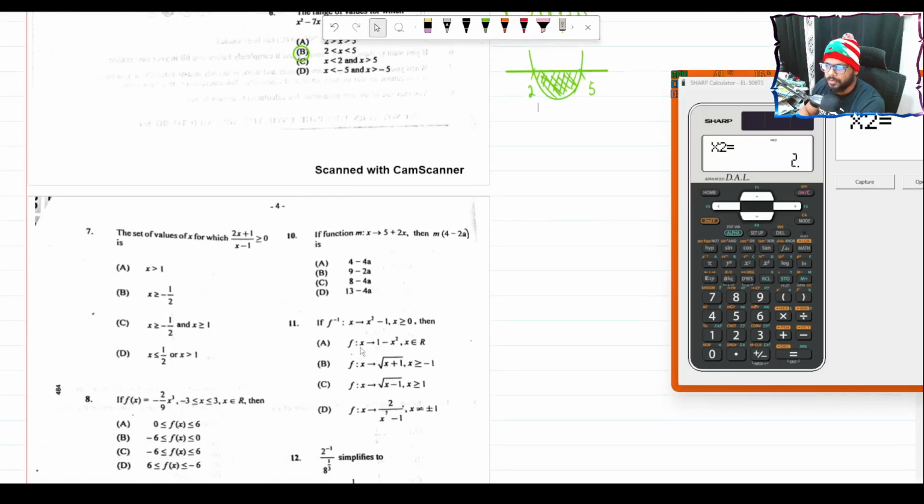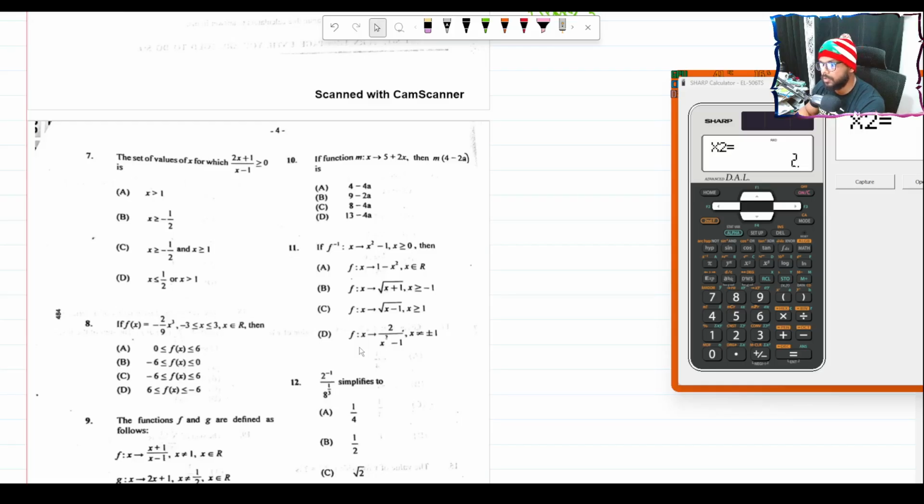The set of values of x for which this is more than or equal to 0. The paper 2 way for this is to multiply by the square of the denominator and solve. The paper 1 solution, you could take that approach as well, or you could just solve the numerator and the denominator equal to 0. When I solve the numerator equal to 0, I get x equal to minus 1 divided by 2. When I solve the denominator equal to 0, I get 1.